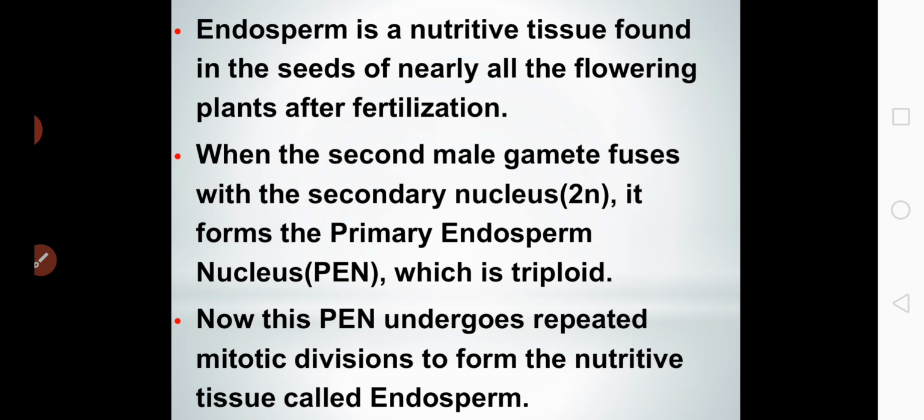So endosperm is a nutritive tissue found in the seeds of nearly all the flowering plants after fertilization. When the second male gamete fuses with the secondary nucleus, it forms the primary endosperm nucleus, which is triploid. Now this primary endosperm nucleus undergoes repeated mitotic divisions to form the nutritive tissue called endosperm.